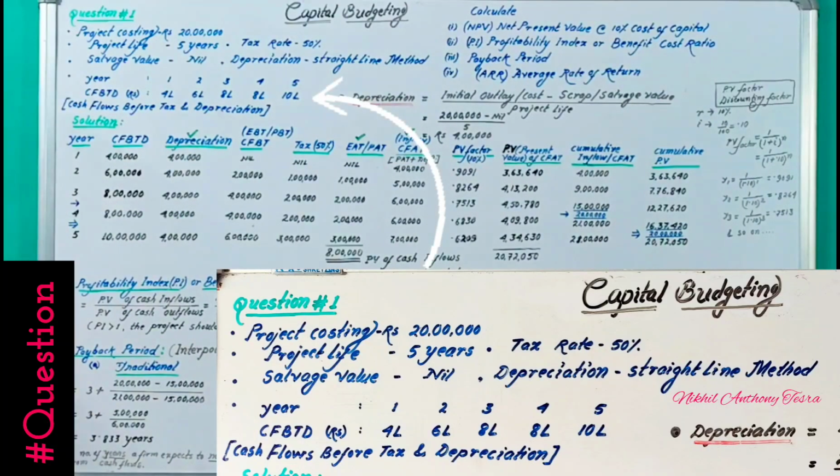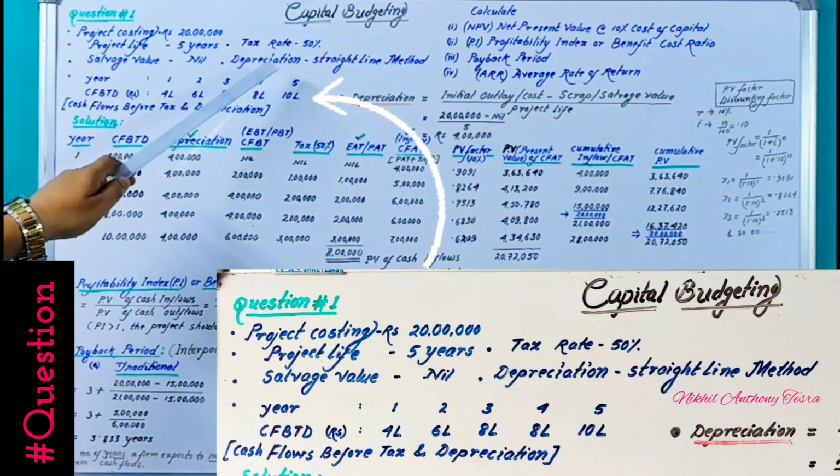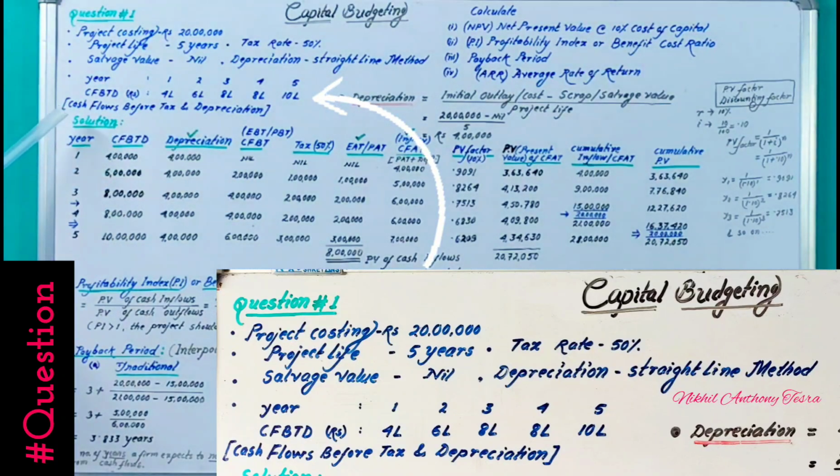Say the given question is: project costing rupees 20 lakhs, project life is 5 years, tax rate is given 50%, salvage value is nil, depreciation on straight line method. Cash flows before tax and depreciation are given for 5 years: first year is 4 lakhs, second year is 6 lakhs, third year is 8 lakhs, fourth year is 8 lakhs and fifth year is 10 lakhs.